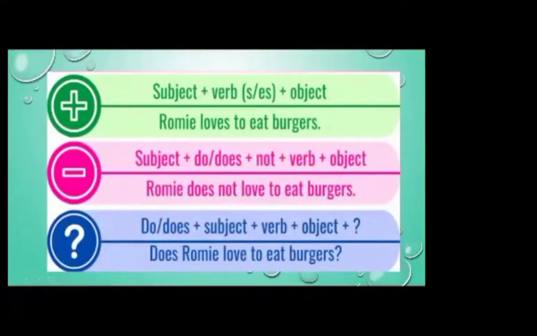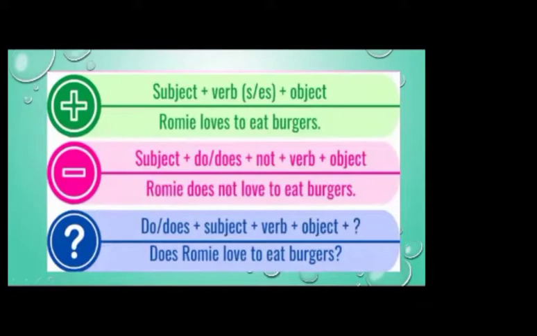Now let's look at the positive sign. That's the affirmative or positive sentences. So the affirmative and positive structure is subject plus verb, that is the base form of verb, S and ES for the third person, plus object. Like the example I have written, Romy loves to eat burgers. Okay, Romy loves to eat burgers. Here the verb's base form is being used.